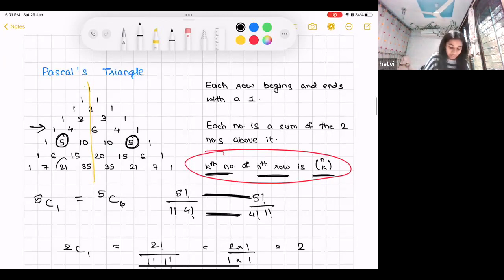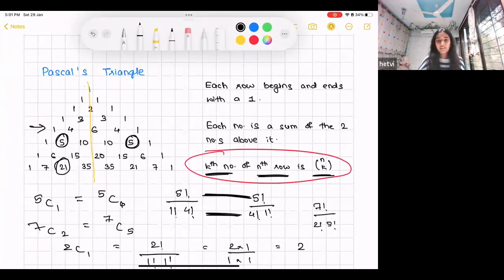Or if you see 21, for example, that is 7C2 and 7C5, which is again the same thing. Both of them are 7 factorial upon 2 factorial into 5 factorial. It's just different ways of writing it. Now, over here, what we did was we tried to use algebra and prove that both of these are equal. I have one more approach.